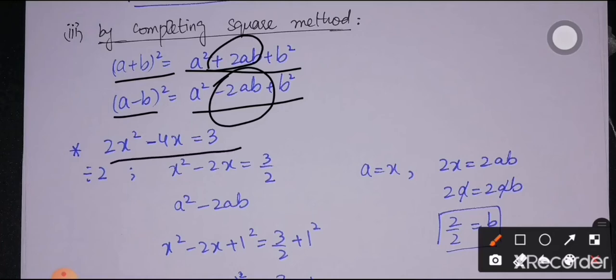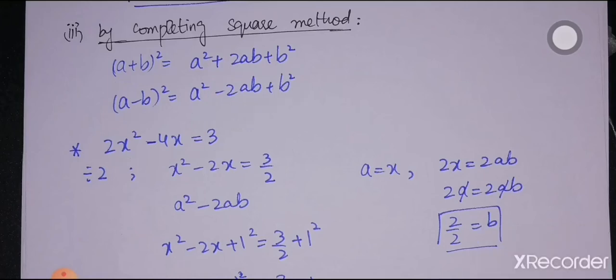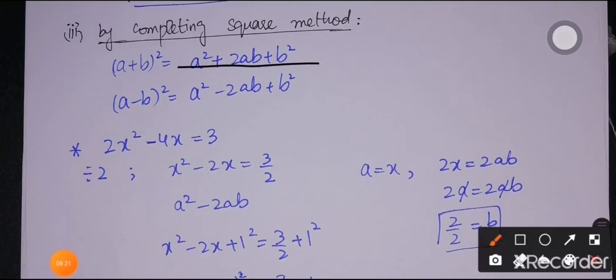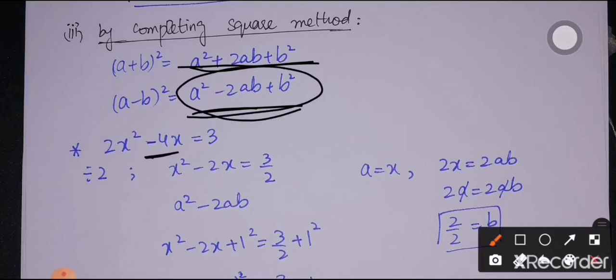I'm not solving it completely, I'm just discussing how we can have a perfect square, and then we will solve a question properly. So when we have 2x square minus 4x plus 3, the first step is to compare it with this equation or this one. As we have minus 4x, we will try to complete it with a minus b whole square.